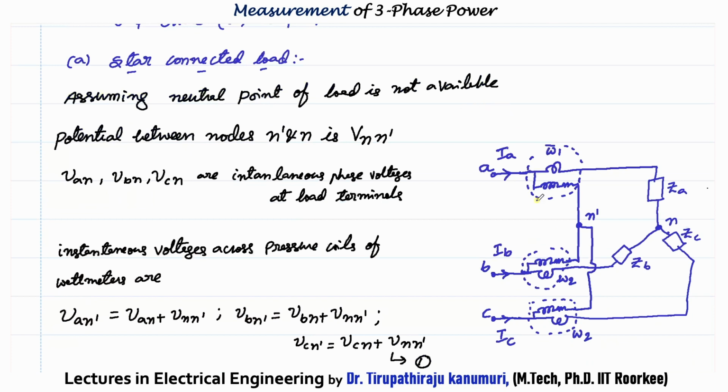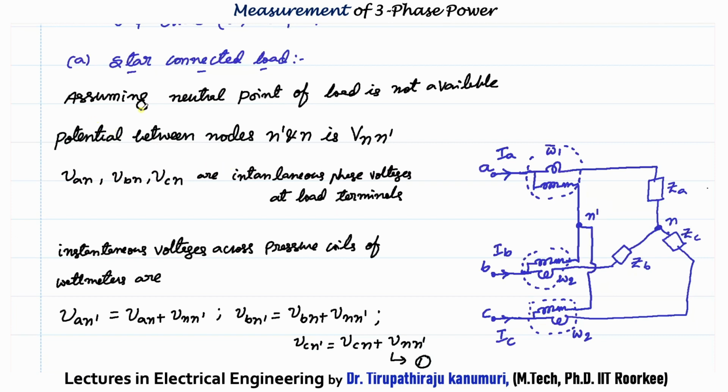For the star connection, I am assuming that these 3 wattmeters are connected in 3 respective phases. Current coils are connected in respective phases, whereas the pressure coil is connected between the respective phase and a common point. Here I am assuming the neutral point is not available to us. We are going to prove that whether you connect this point directly to the neutral, that means the second side of the pressure coil is connected to the neutral point if it is available, or it is connected to some outside isolated point N dash, both will give the same reading. That we are going to derive and prove now.